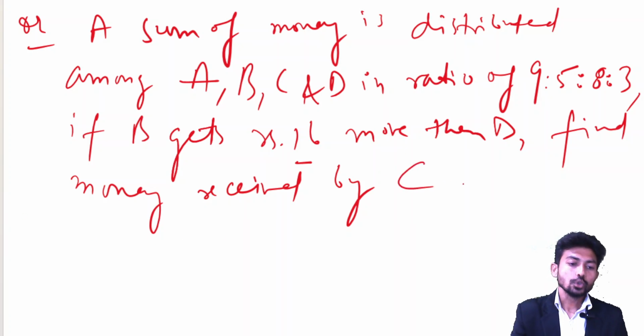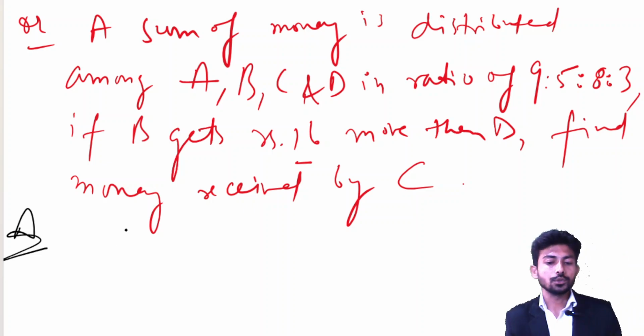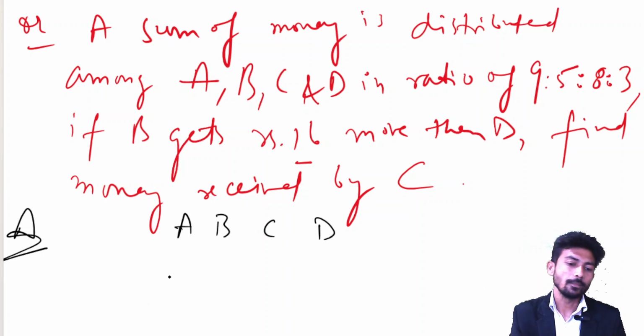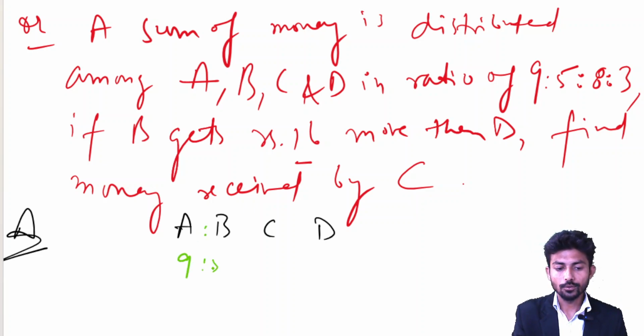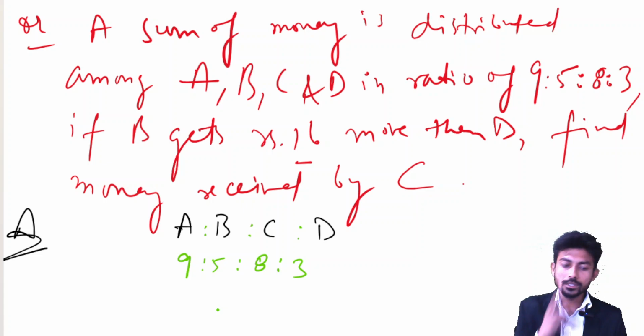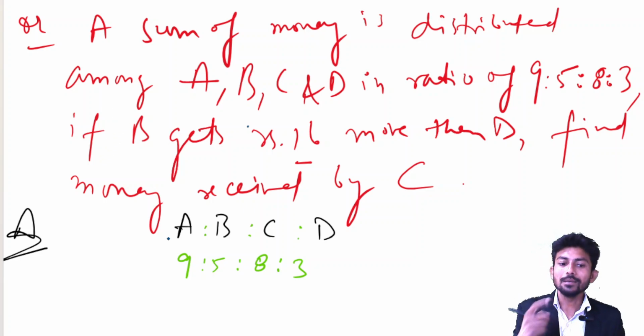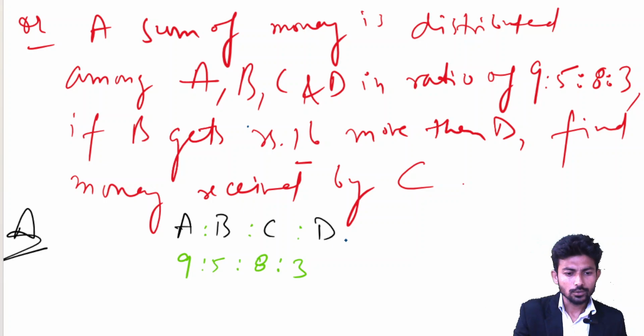So for such a problem, how can we do this question? We first write the four people A, B, C, and D, and the money is distributed among these four people in the ratio 9 ratio 5 ratio 8 ratio 3. Now as per the question, B is getting more than D. So like it was 3 here.